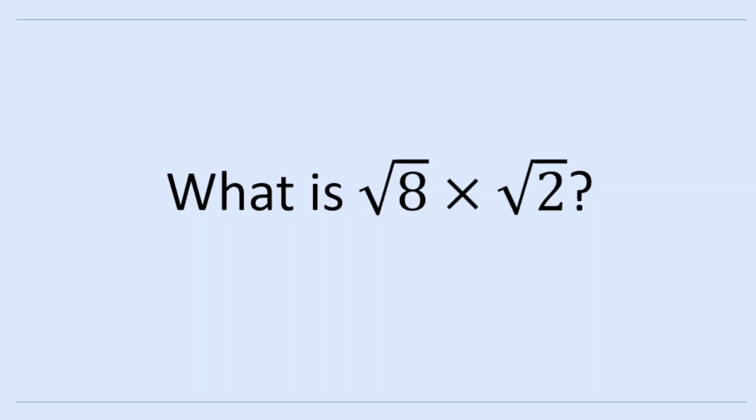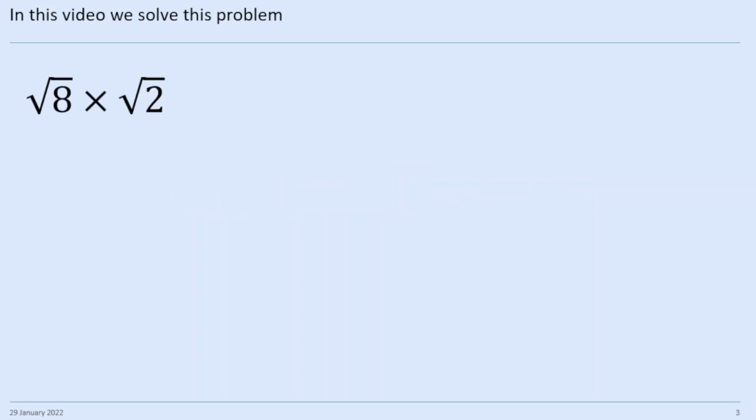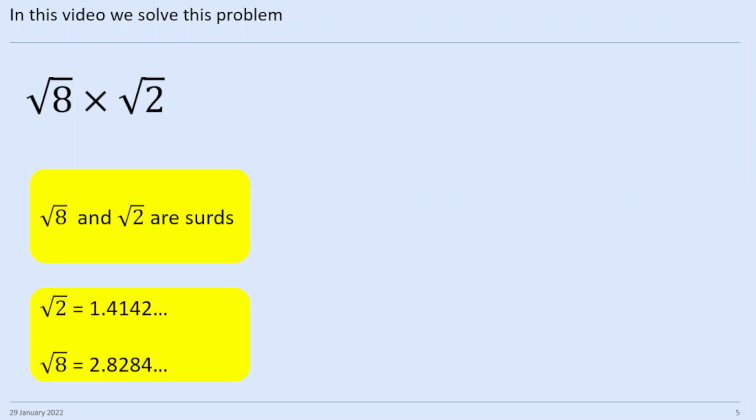I'm Simon. Today we're going to answer the question, what is the square root of 8 times by the square root of 2? So the first thing to say is that the square root of 8 and the square root of 2 are surds. What is a surd?